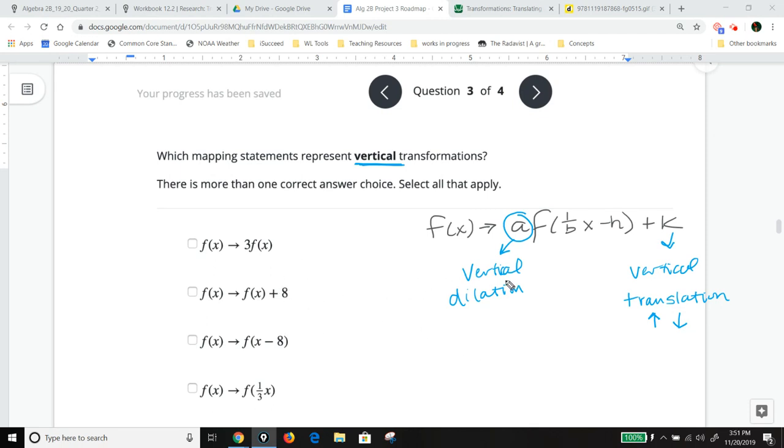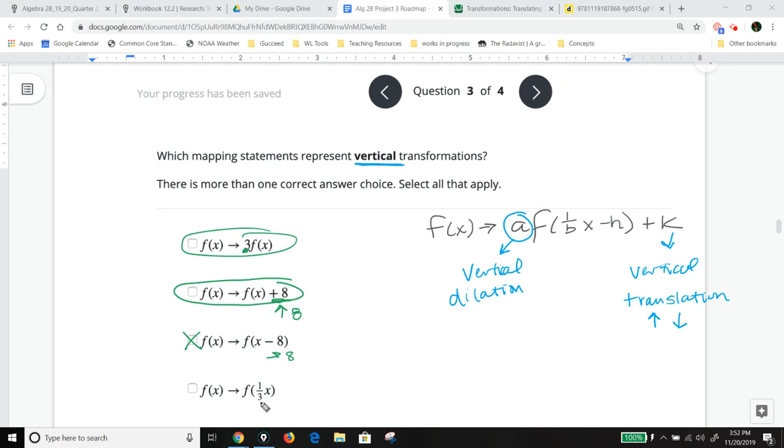So out of these, I'm just looking for which one of those has the A or the K parameter. So this would be fine because this is a vertical dilation, or sometimes it's referred to as a vertical stretch, times 3. This is because this is a K value, so this is moving up 8. This guy is not. This 8 right here is actually your H, so that would be moving things to the right 8. That is not a vertical.